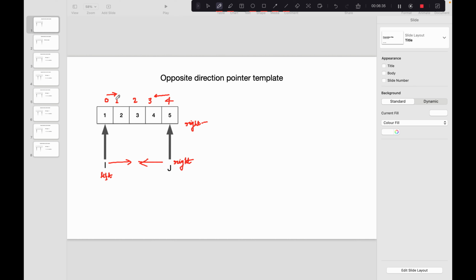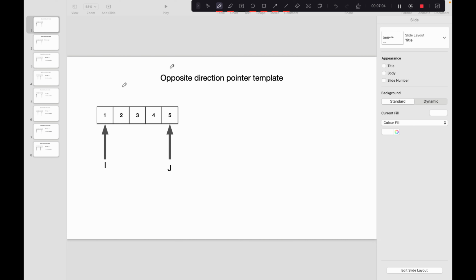Right minus minus. Okay. And if this pointer moves in the forward direction, it will move from 0 to 1. So what will happen here? Left plus plus. Or I can write i plus plus. Whichever you are comfortable with, you can use. Here in this particular problem, I will use left and right.